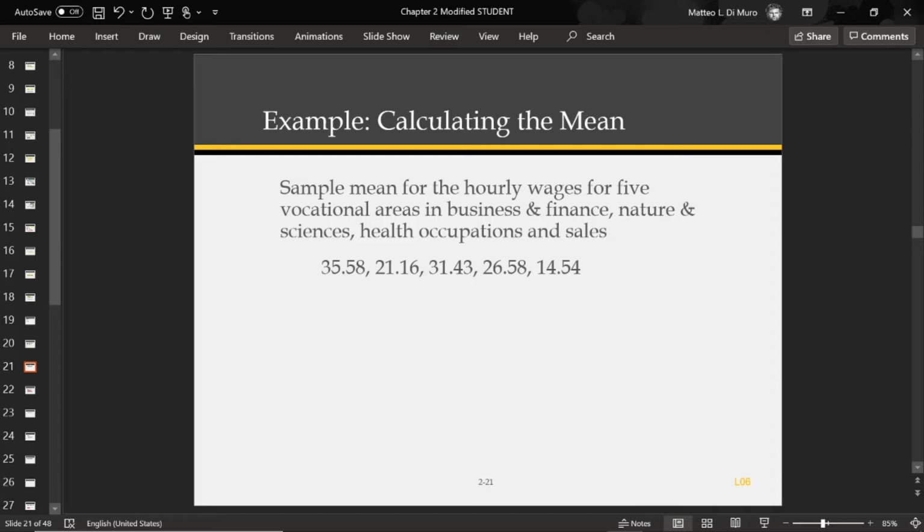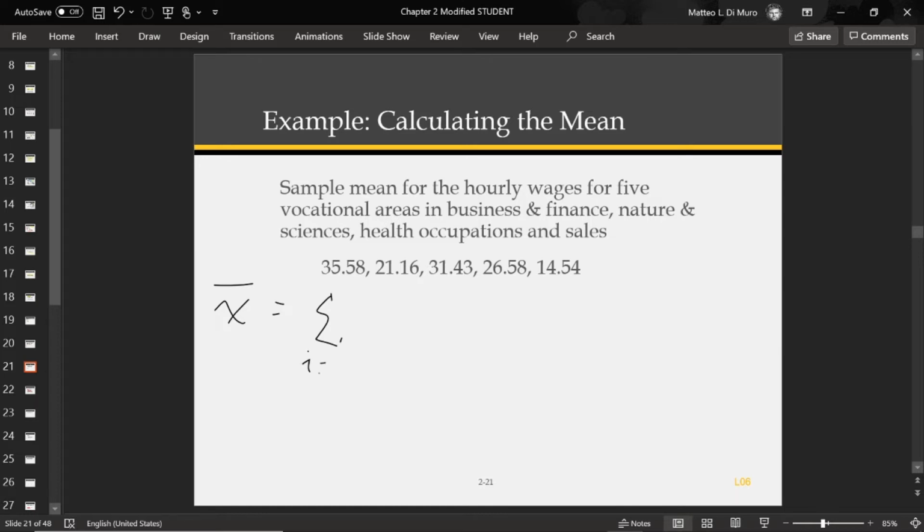Here's a really quick example of calculating the mean. It says the sample mean for the hourly wages for five vocational areas: business and finance, natural sciences, health occupations, and sales are basically here. They don't give us the units, but we can assume it's dollars. They just want us to calculate the mean. I do recommend you start writing it out all fancy like this, because we get into some pretty heavy-duty formulas throughout our course.